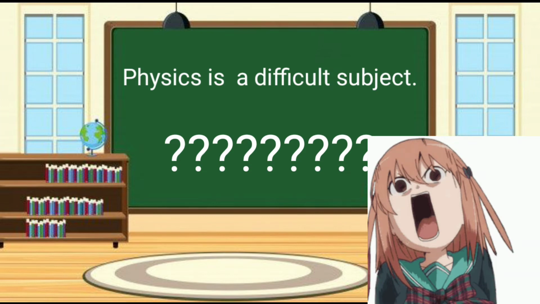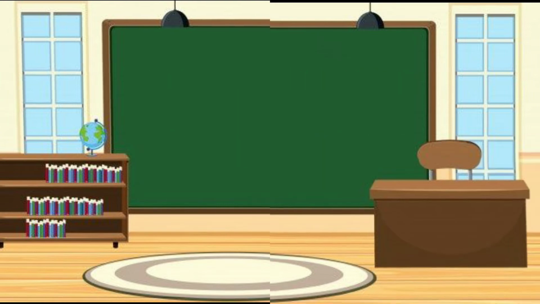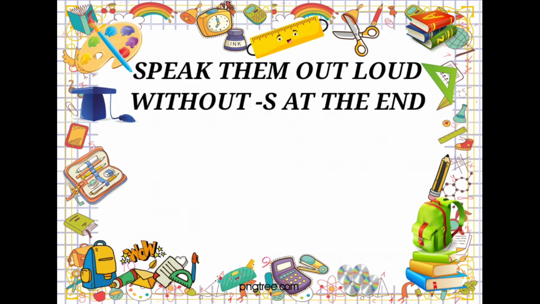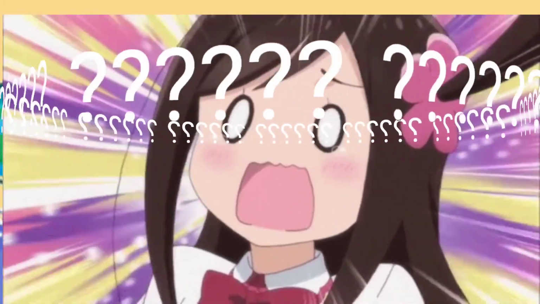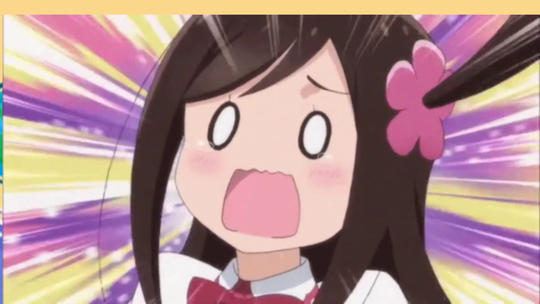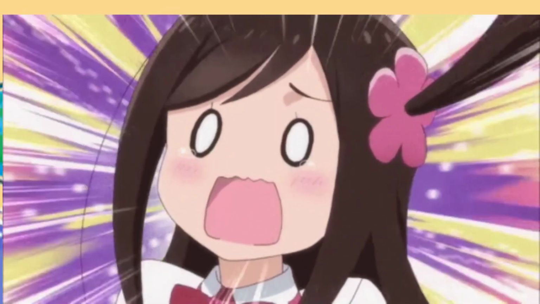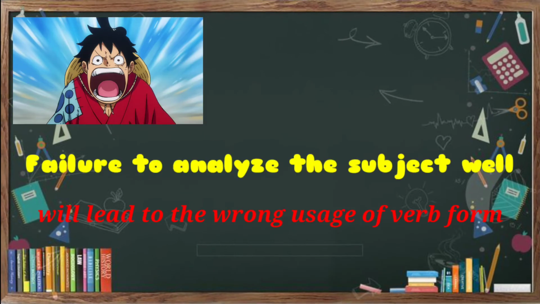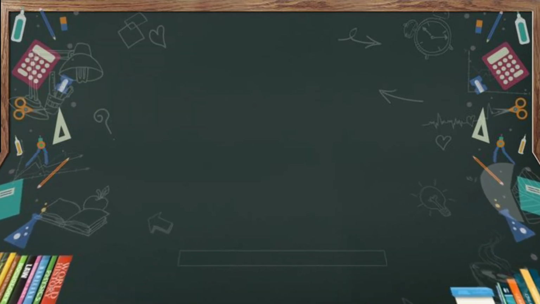If you are not sure whether or not the word that ends with s is singular, you should try to speak it out loud without the s at the end. Physic, mathematic. Are there such words as physic, mathematic? Of course, they aren't. If they sound silly, then it's probably wrong. So always be mindful and study the subject carefully. Failure to analyze the subject well will lead you to the wrong usage of verb form.